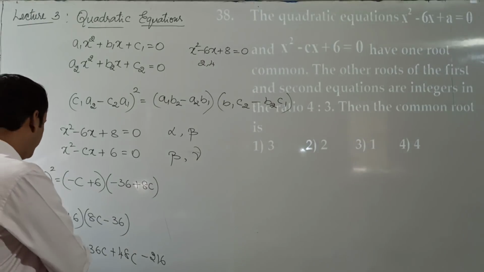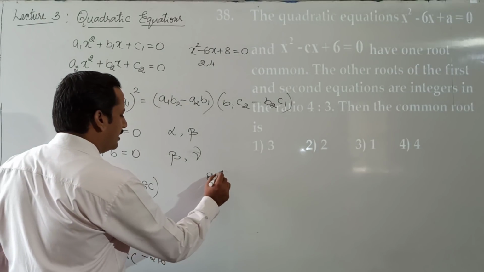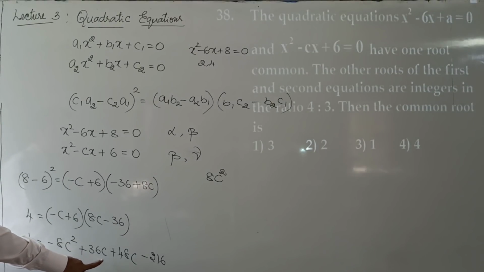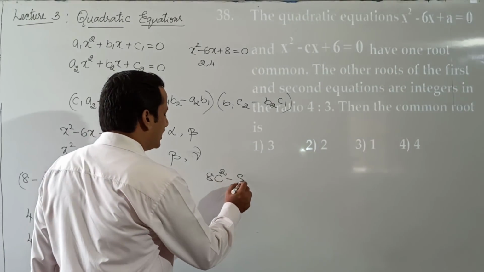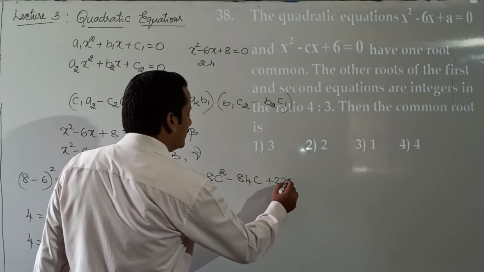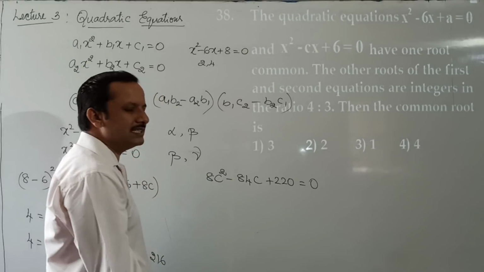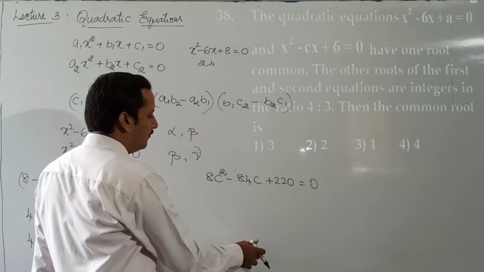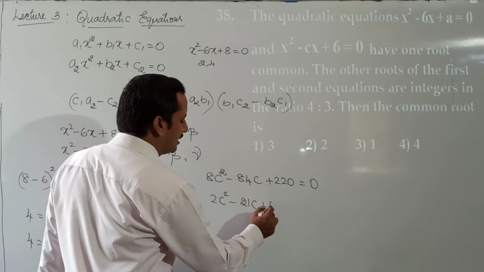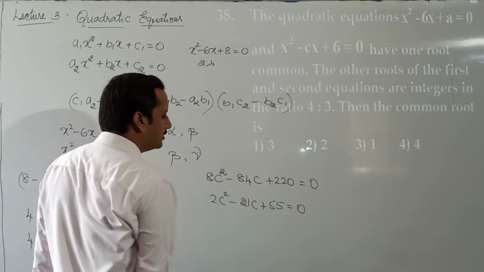Now take all of them to LHS. We get 8C square, 36 plus 48, 84. So minus 84C plus 220 equal to 0. And divide this equation by 4. So that will give you 2C square minus 21C plus 55 is equal to 0.